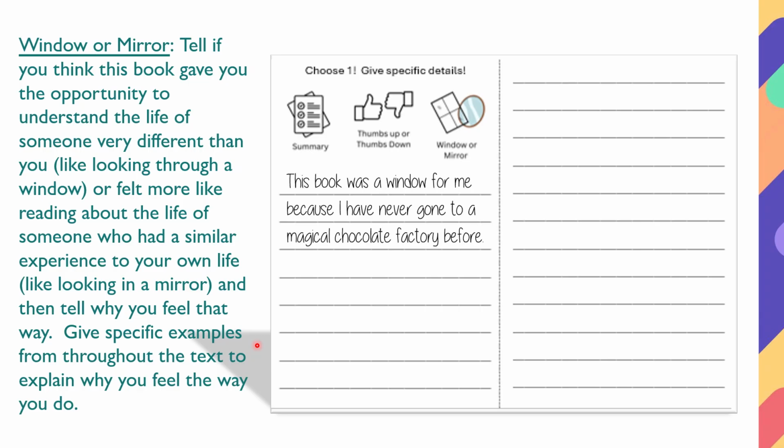Sometimes I see this in books that have magic in them. This student wrote, "This book was a window for me because I have never gone to a magical chocolate factory before." That's kind of obvious. Nobody's gone to a magical chocolate factory because there's no such thing as a magical chocolate factory. That one didn't take deep thinking or examples, and it definitely didn't meet the 4 to 6 sentence expectation. Let's look at what a deeper thinking example could be.